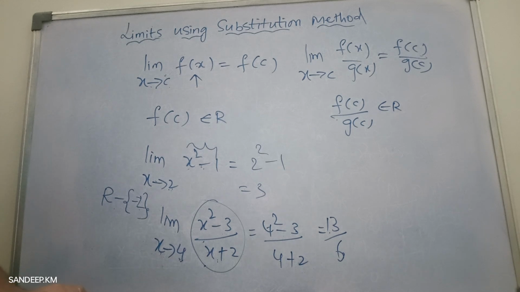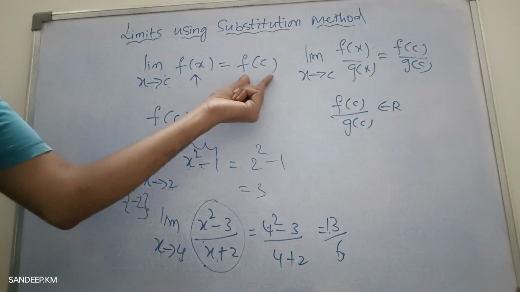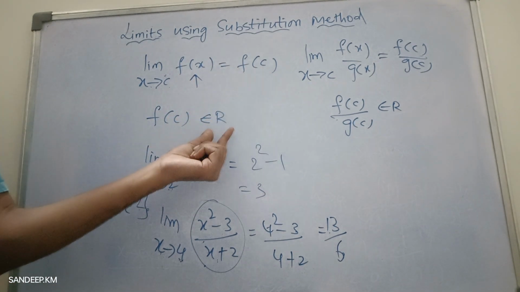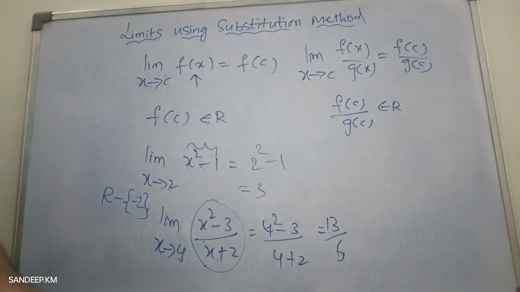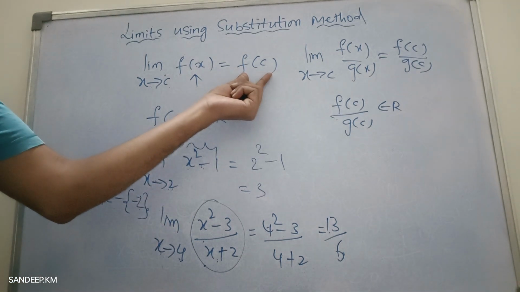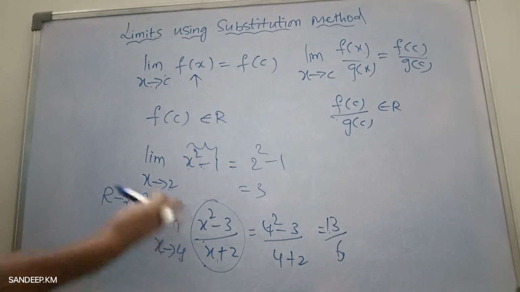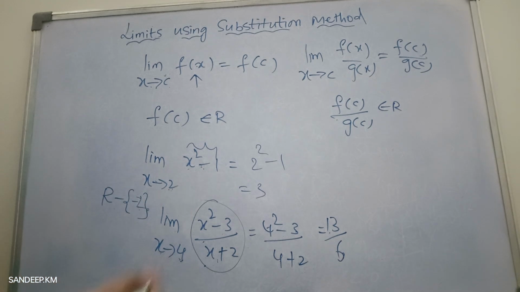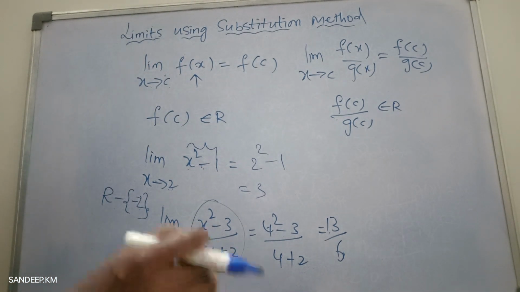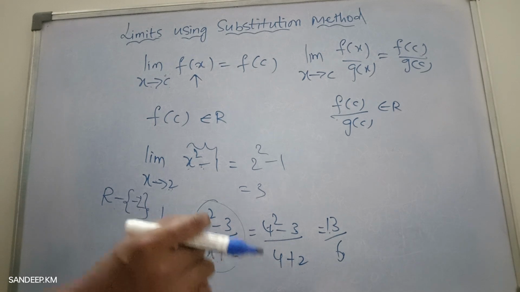Okay, the answer is f of c. So we will take the answer as f of c if f of c is what number? Any real number. If the answer is a finite real number, we will take the answer, just like these two examples. I'll give more examples, but the question is, when does the substitution method fail?